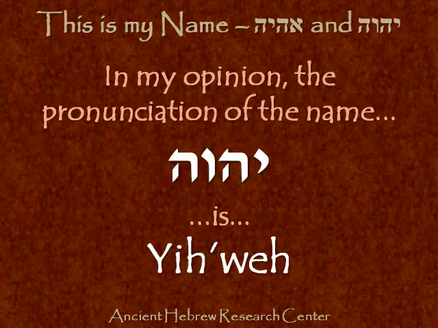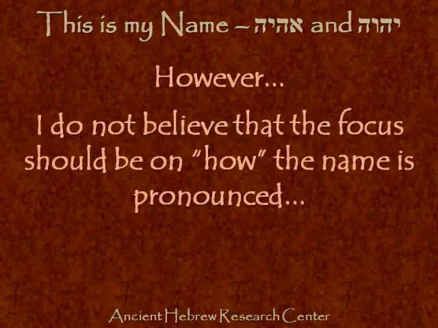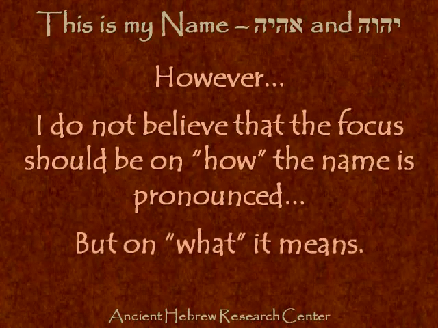Another piece of evidence is that Arabic, which is almost identical to Hebrew in its alphabet, does not have a Vav, it has a Wa, and it's pronounced with a W. It's possible that the V sound may have come from a Germanic European influence. However, I do not believe that the focus should be on how the name is pronounced, but instead on what that name means.